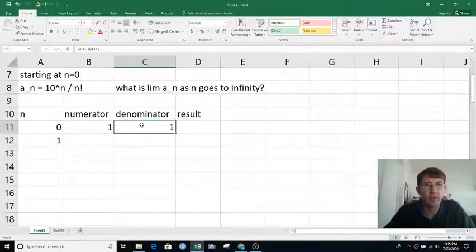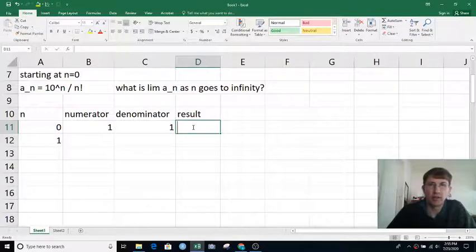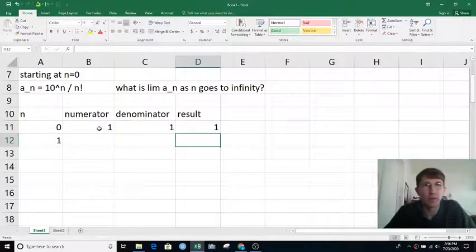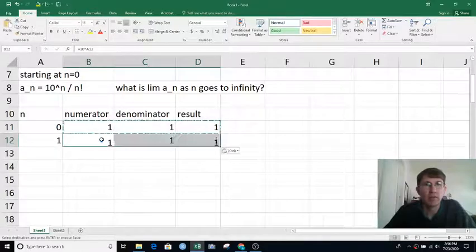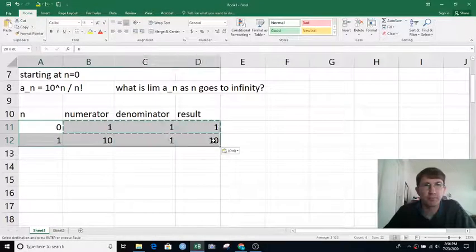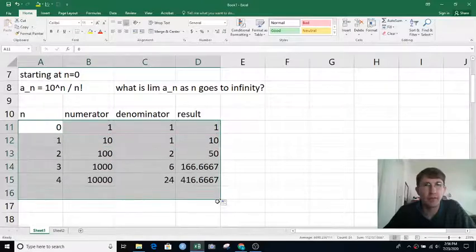Factorial of 0 is 1. That's a good thing to remember. And then for the result, we'll do the numerator divided by the denominator, which is pretty boring right now. But then I'll fill this down or paste it down. And so the numerator got bigger, the denominator stayed the same. Let's do this a few more steps out.